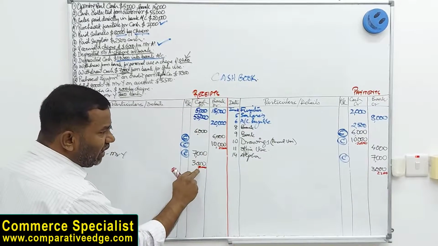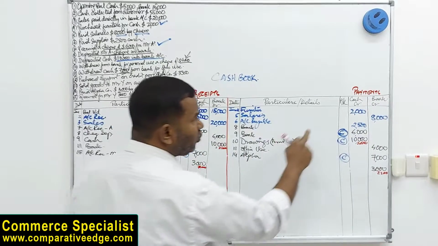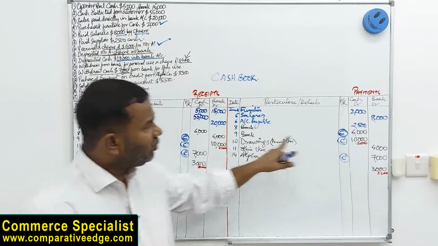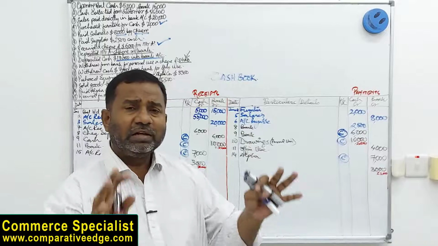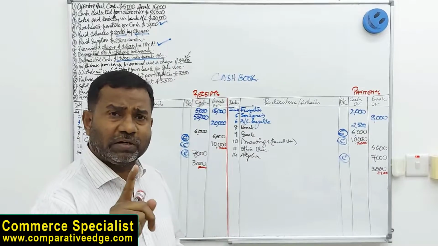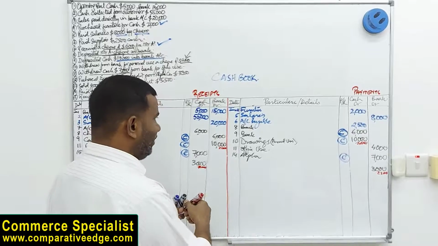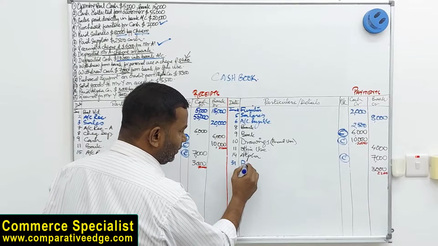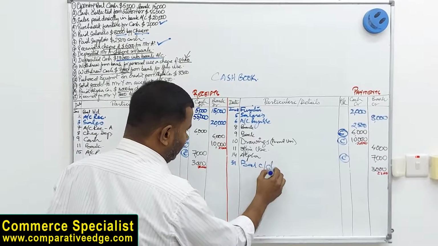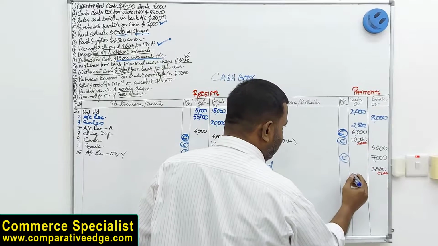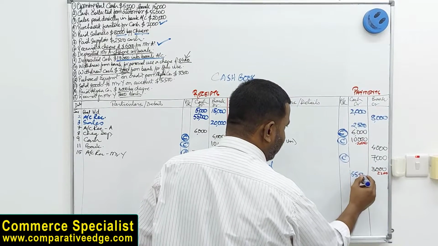This much cash came in. How much went out? 20,500. So from 76,000, when you minus 20,500, the difference will be 55,500. And the difference is always written at the lower side. So I am writing here 31st, end of the month. Balance carried down. 76,000 minus 20,500 will give me 55,500.